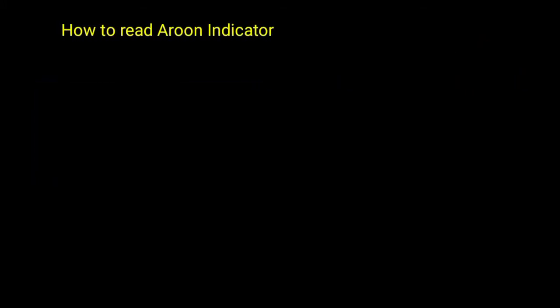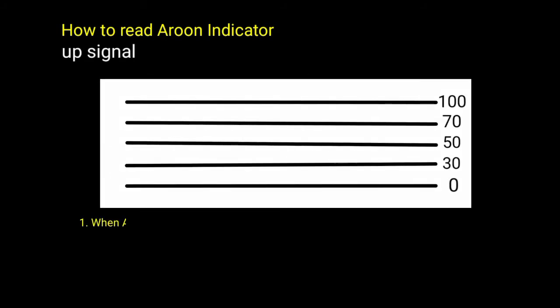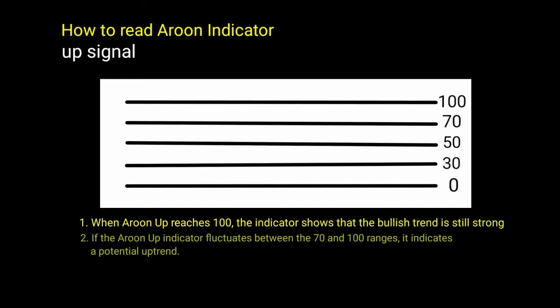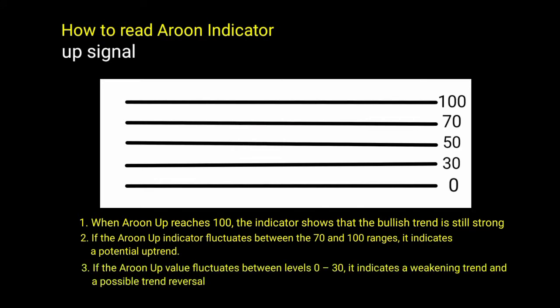How to read a RUN indicator. When Run-Up reaches 100, the indicator shows that the bullish trend is still strong. If the Run-Up indicator fluctuates between the 70 and 100 ranges, it indicates a potential uptrend. If the Run-Up value fluctuates between levels 0-30, it indicates a weakening trend and a possible trend reversal.